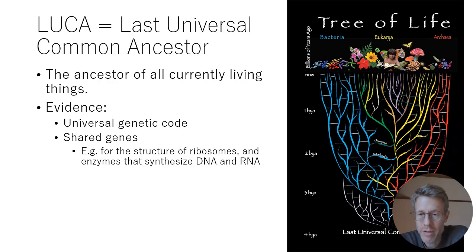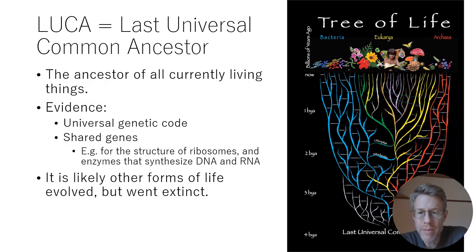The other thing is a lot of the genes that we have are very, very similar, if not identical, among different organisms. So there are certain things that are important, like genes that are involved in forming ribosomes, or genes that are involved in replicating DNA and RNA, that all living things share with only very minor differences. How can we explain that? The most simple explanation is that we all share those genes because we got them from our common ancestor, LUCA, when he first formed.